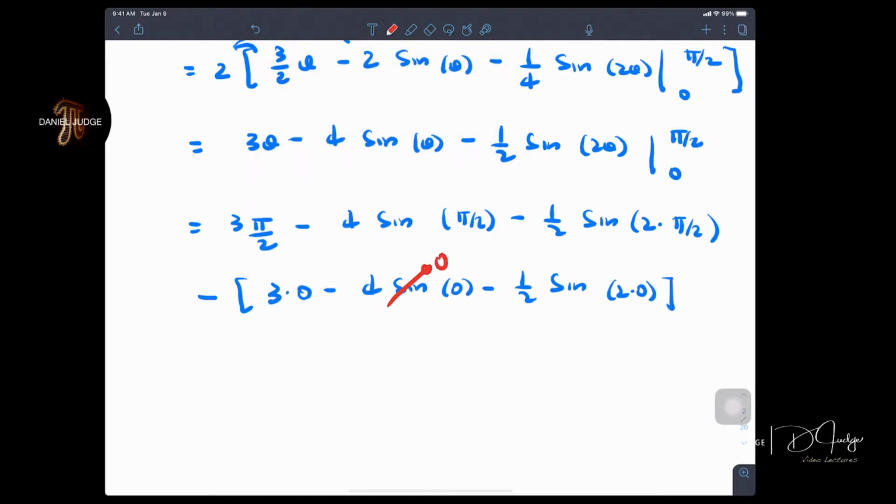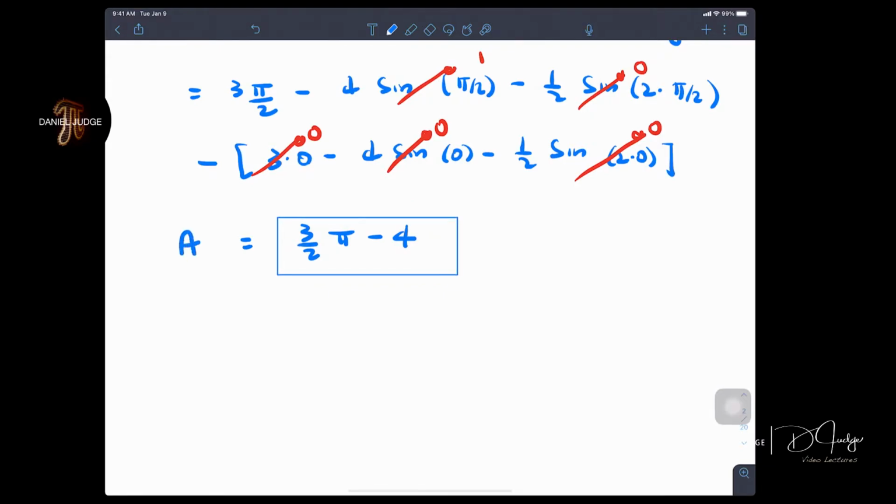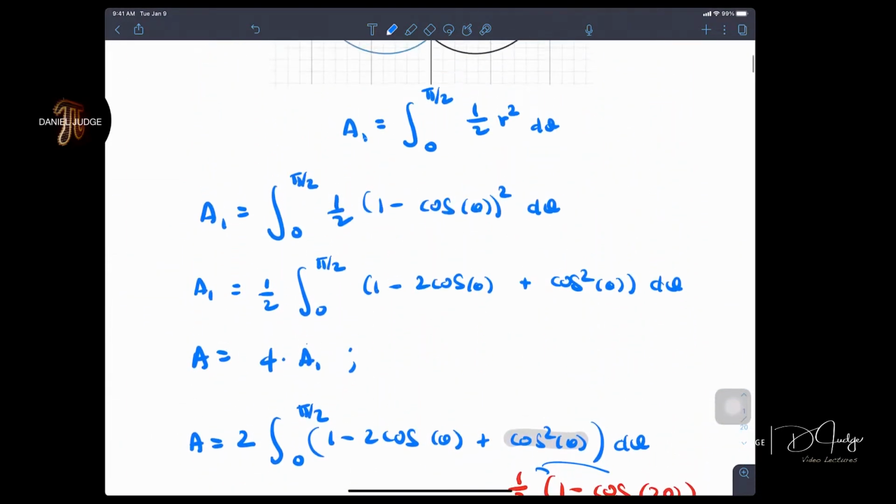So these are all zeros here. And then sine of 90 degrees is 1, and 2 times pi over 2 is pi, so sine of pi, well, that's 0. So your final answer is going to be 3/2 pi minus 4 times 1, which is 4. So it's 3/2 pi minus 4. And again, this is the area here. So, ladies and gentlemen, there you go. This is all the work you'd have here.